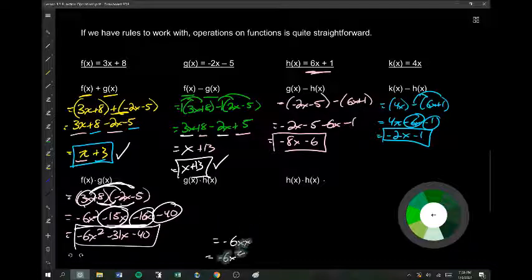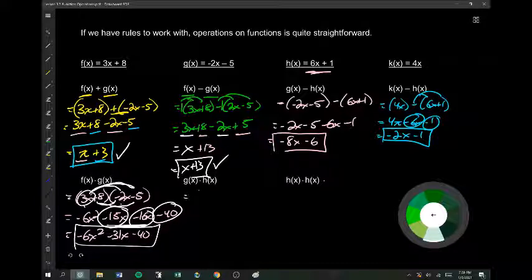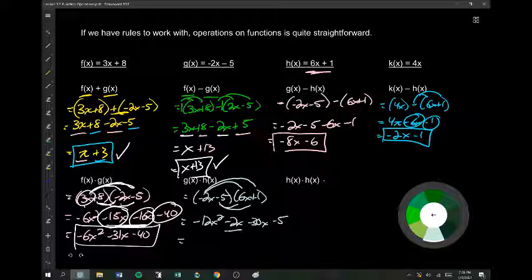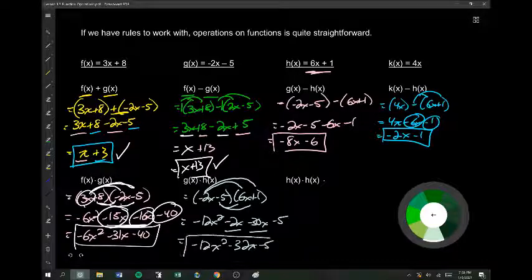Try and do the last two problems on your own. Pause it and try them. g of x times h of x is going to become negative 12x squared minus 2x minus 30x minus 5. The middle terms can combine because they're like terms. Negative 12x squared minus 32x minus 5.